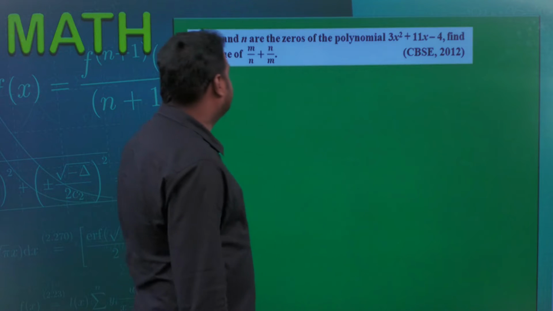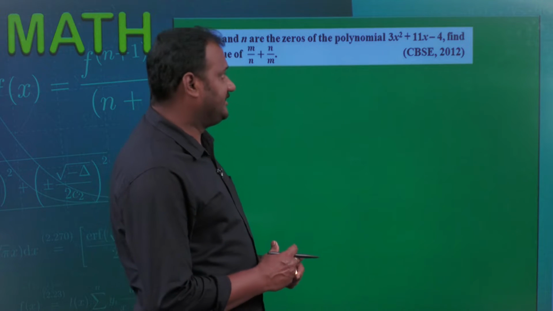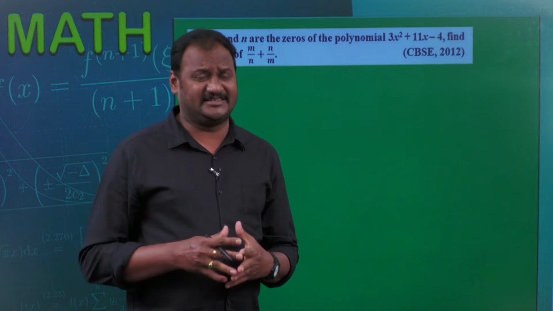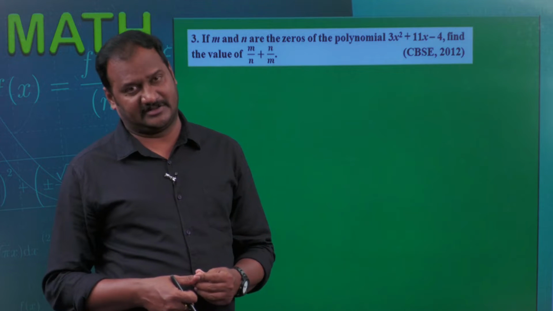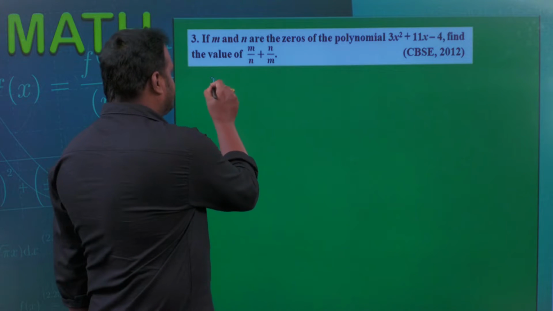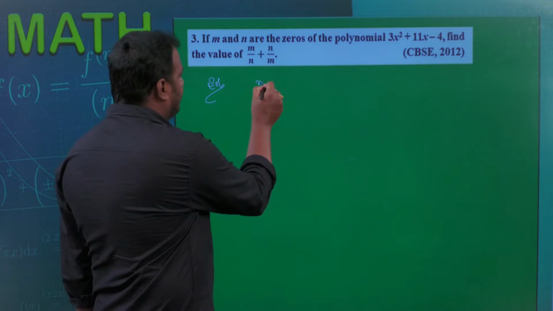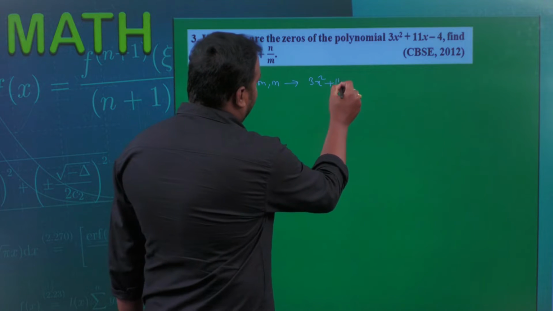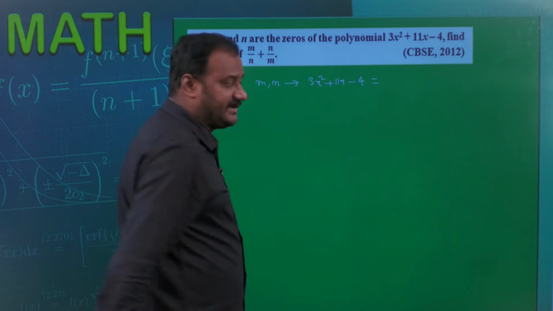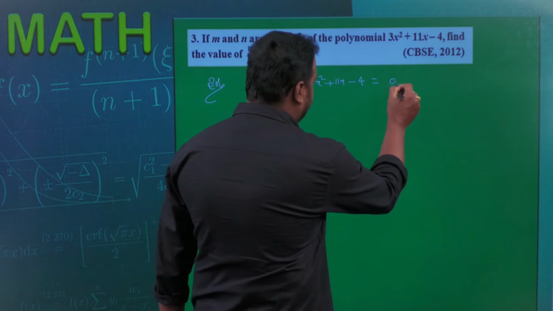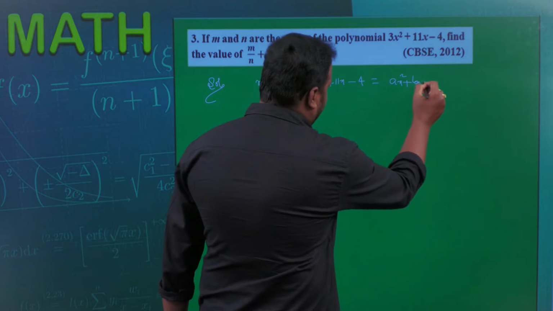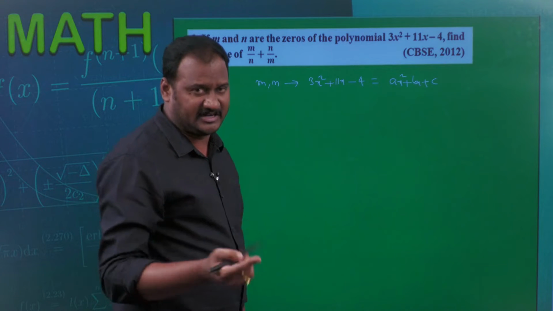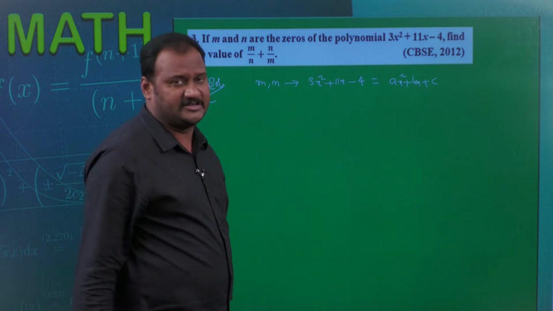The next problem here is, if m and n are zeros of the polynomial 3x square plus 11x minus 4, find the value of m by n plus n by m. This is just like alpha and beta being zeros of the polynomial. So m and n are zeros of the polynomial 3x square plus 11x minus 4, and you will have to compare this with the standard form. What is the standard form? ax square plus bx plus c. Then what is the sum of zeros and what is the product of zeros, like alpha plus beta and alpha into beta. But we have m and n instead of alpha and beta.